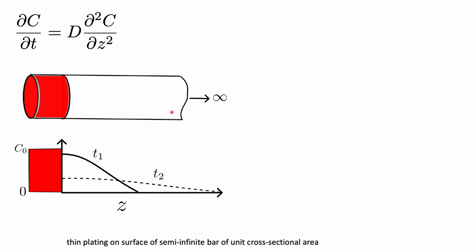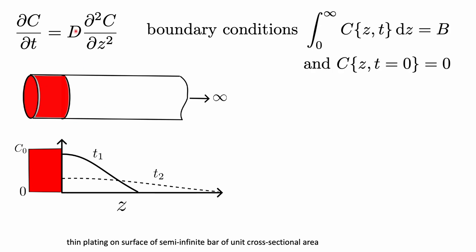Now, this is a case where we have a thin plating of red material onto this bar which extends to infinity. In other words, the far field concentration will not change as the red material diffuses into this semi-infinite bar. The boundary conditions for solving this equation are that the total amount of solute at any point in time must be equal to the amount that we plated on in this thin layer, and that at time equals zero and distance equals zero, the concentration inside the bar is also zero.